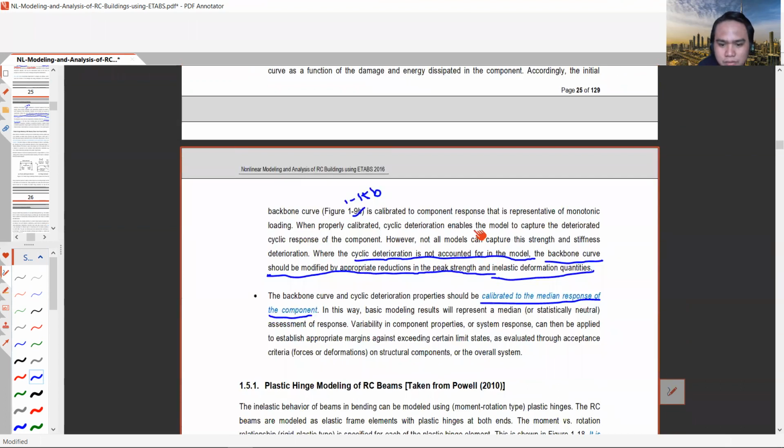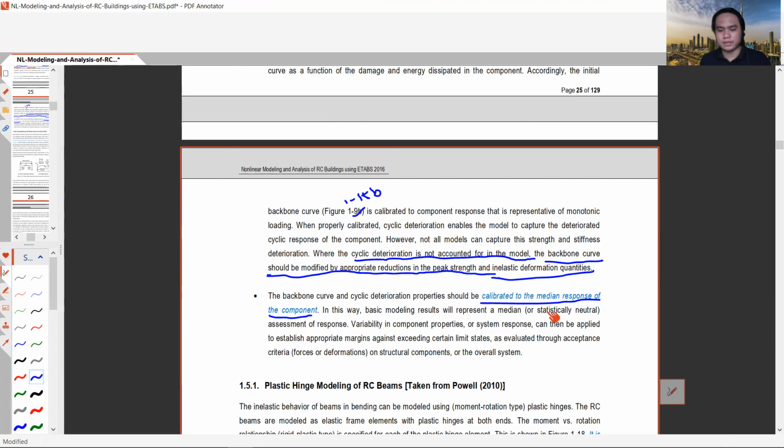In this way, the basic modeling results will represent median or statistically neutral assessments of response. So variability in component properties or the system response can be applied to establish appropriate margin against exceeding certain limit states as evaluated through acceptance criteria on structural components and or the overall system. So take note of this.